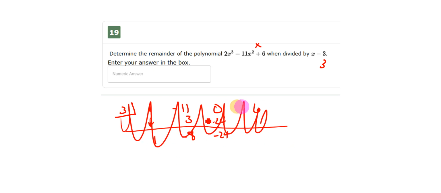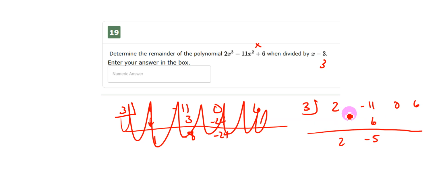Forget all that, because I put that 1 there. It's 3 | 2, negative 11, 0, and 6. Bring the 2 down. That's 6, so that's negative 5. 3 times negative 5 is negative 15. Plus 0 is negative 15. 3 times negative 15 is negative 45. So our last number is, oh, not 93, 39. That's our remainder. So they just want the remainder, 39.